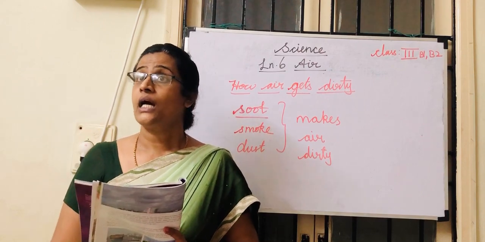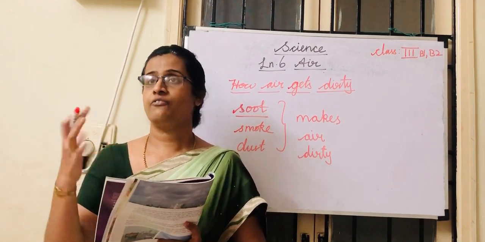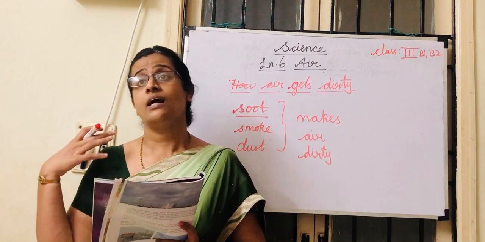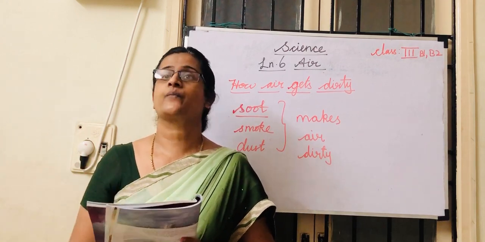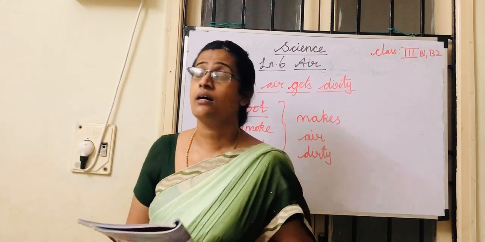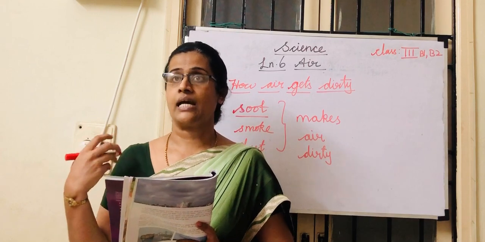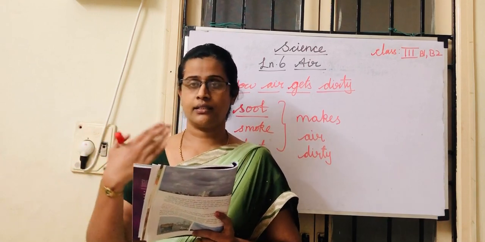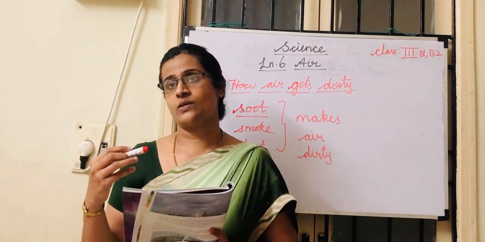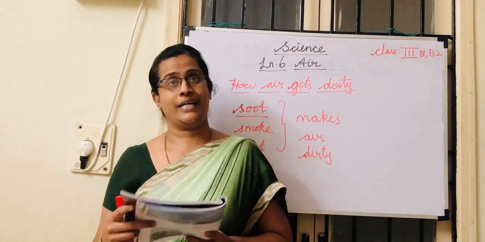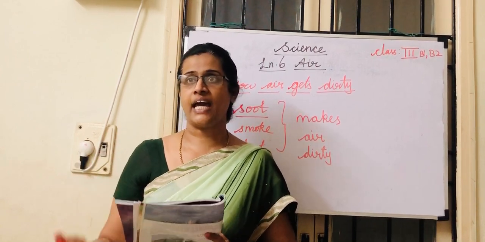Second, you can keep the factories away from the towns or cities. This is another way of keeping the air clean. And the third one: burning garbage makes the air dirty, so garbage can be buried and not burned. It's better to bury it than to burn it. These are a few steps you can follow to keep the air clean.